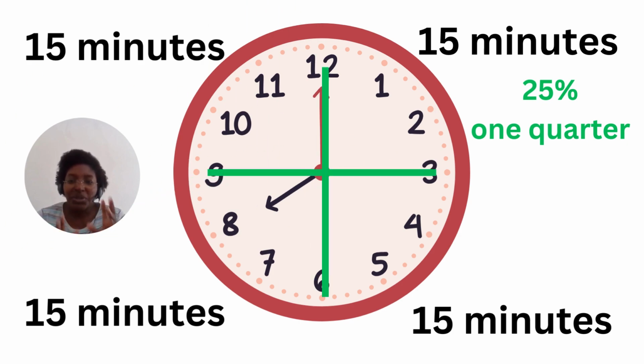Before we continue this lesson, it's very important that you understand something basic. So we divide a clock into four parts. The first part is 15 minutes, the second part is 15 minutes, the third part is 15 minutes, and the fourth part is 15 minutes. We add that up, we get 60 minutes. So we can cut the clock in quarters or 25%.